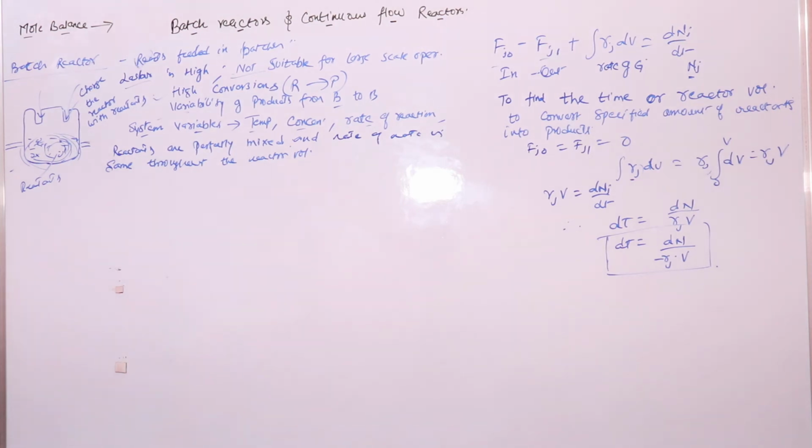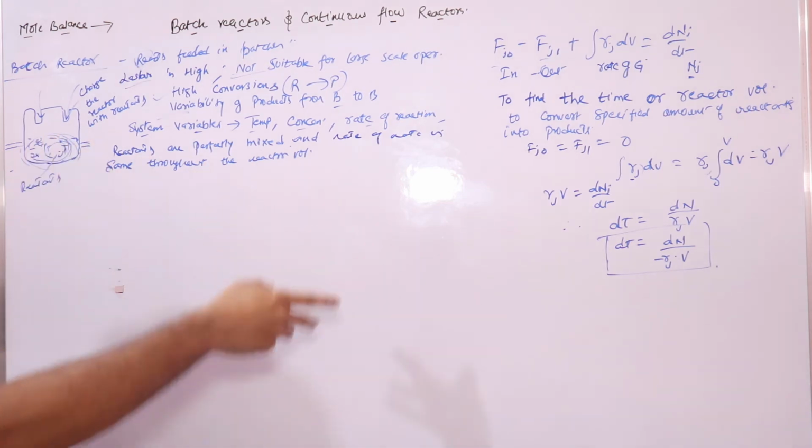What we got, we put everything in the mole balance equation. Fj0 and Fj1, that is the molar flow rate into the reactor and the molar flow rate out of the reactor, are 0. Why? Because at the time of reaction, if you look at this reactor, nothing is going inside the reactor and nothing is coming out of the reactor. So these two quantities are 0.